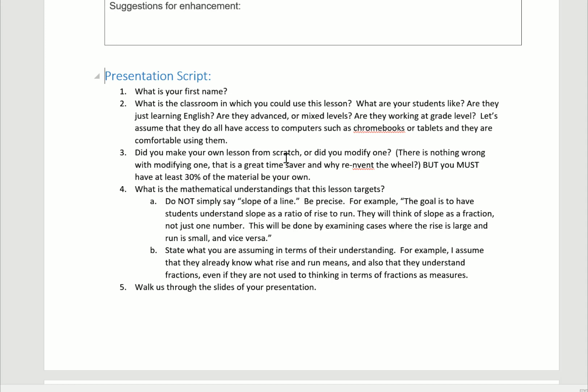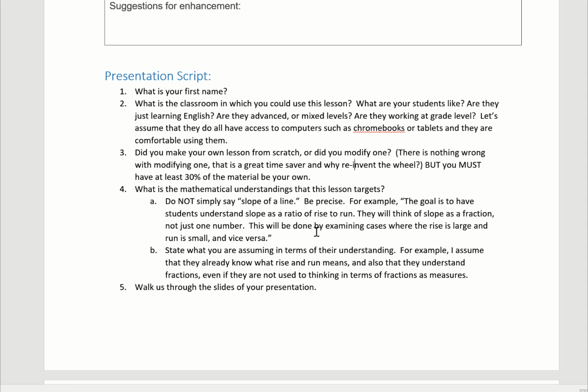And then once you make your lesson, you want to tell us, I spelled that wrong, did you make one from scratch or did you modify it? And then you want to walk us through the entire lesson. However, the video can only be 5 minutes. This video is already 6 minutes. It's amazing how fast the time goes when you're talking instead of listening. But I'm sure you're tired of listening to my voice. Same thing. No more than 5 minutes.